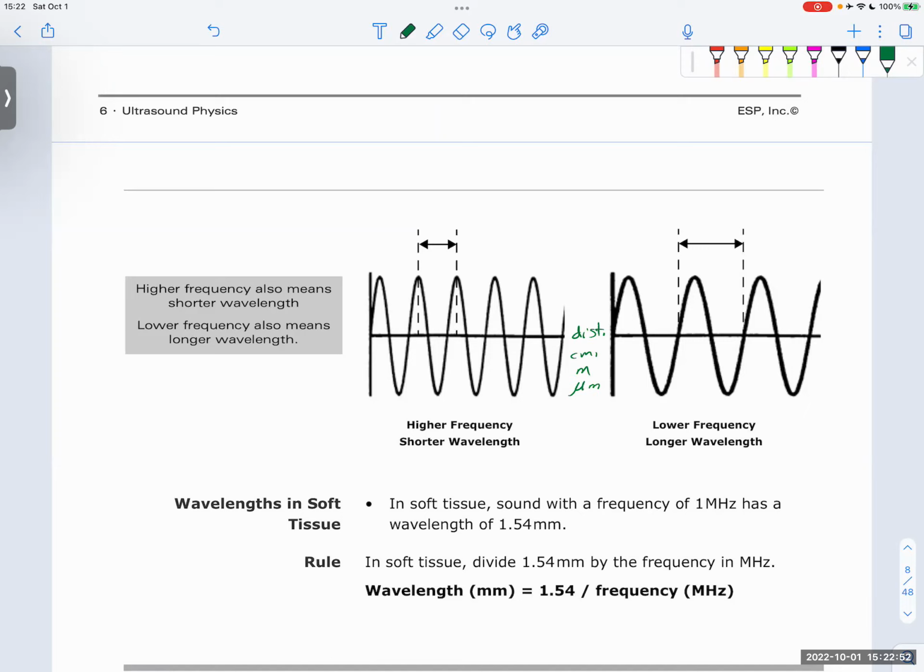The question is, how long is that cycle? So this is one cycle. How long is it, and when I say how long, I mean distance. That is the wavelength. So the length of each cycle over the y-axis, which is the distance, is defined as the wavelength.